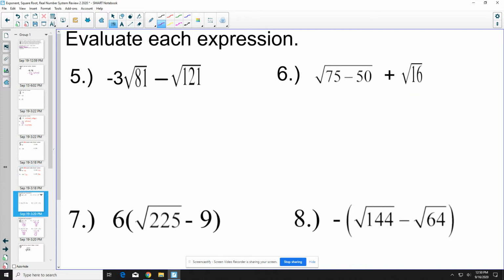Okay, now I want you to try 5 through 8. You're using PEMDAS. So remember, parentheses, then exponents. Square roots, you do when you do exponents. Square roots classify as an exponent. And then you multiply and divide from left to right, and then add and subtract from left to right. So hit pause now, try 5 through 8. When you get done, hit play.